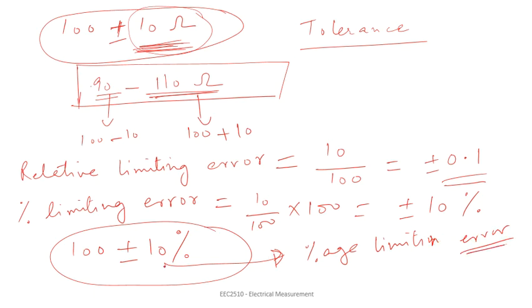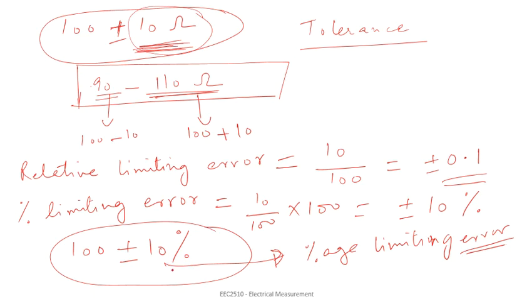Or it can also be called the accuracy or tolerance. So in whichever mode you want to call it, you can just call it. Normally tolerance or accuracy is commonly used by the manufacturers. Okay, 10% accuracy or 10% tolerance.